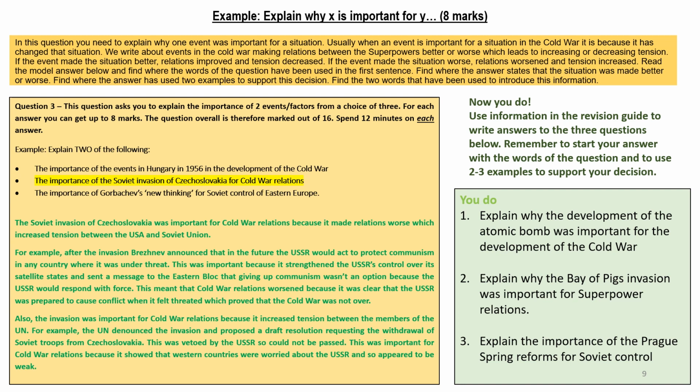You're then going to have a go at the second question, explain why the Bay of Pigs invasion was important for superpower relations. So again, you're going to copy out the question onto a lined piece of paper and underline the important information there. So in this case, it's the Bay of Pigs invasion for superpower relations. The event is the Bay of Pigs invasion and the situation is superpower relations. Then you're going to give yourself 12 minutes to answer that question using the model answer to help you structure your work. So pause the video now.